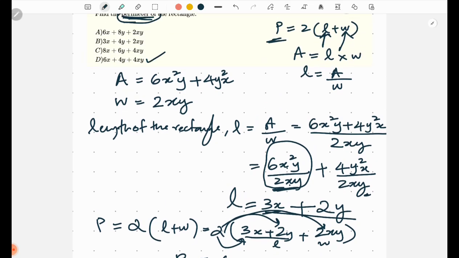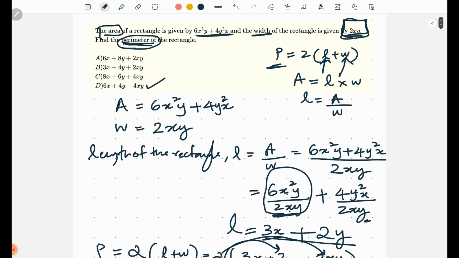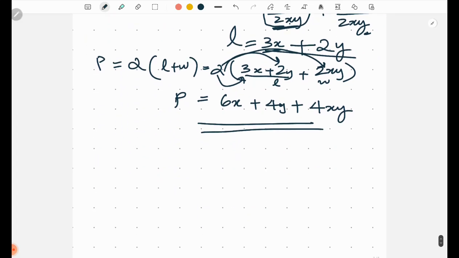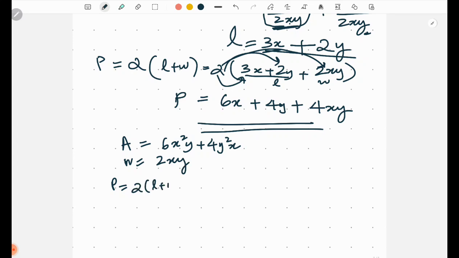The last option is the correct answer. Just quickly recapping whatever we have done so far: A is given, W is given, and the aim is to find P. A is given as 6x²y + 4y²x, and W is given as 2xy. To find P, you need L and W. So how to find L?